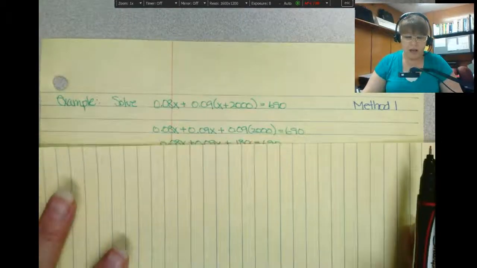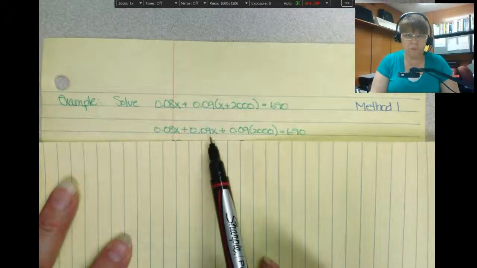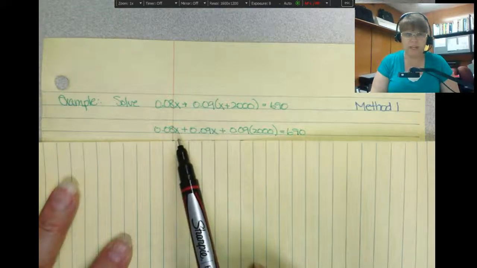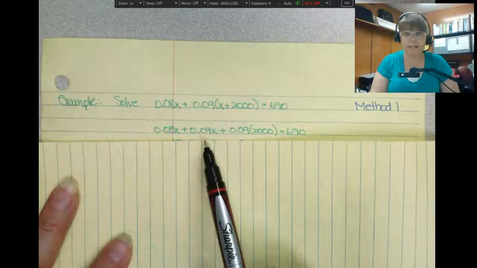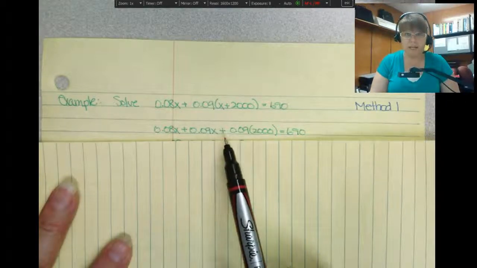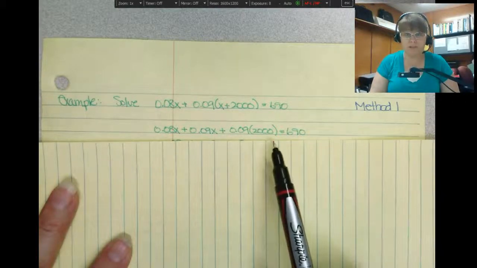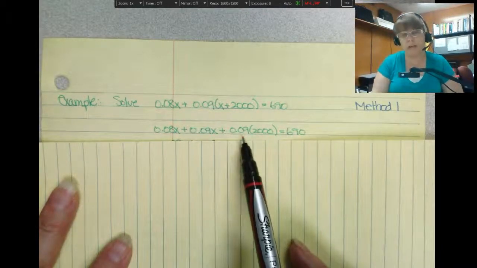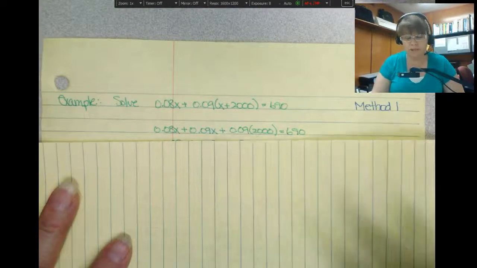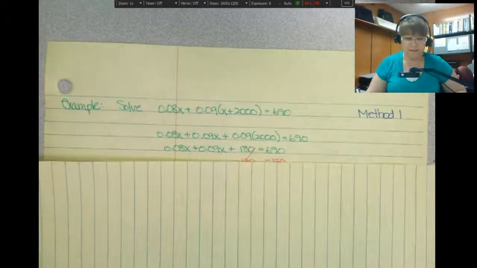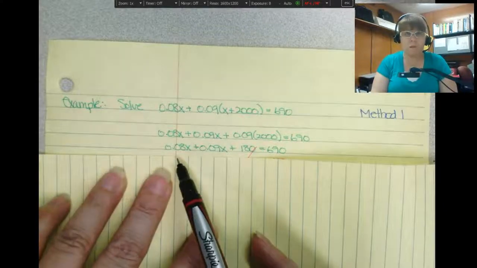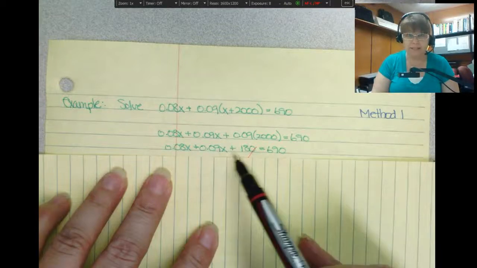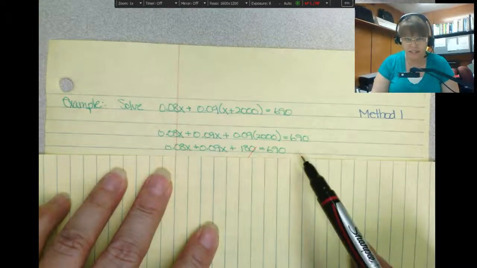Okay, I'm going to use my distributive rule to distribute the 0.09. So I have 0.08x plus 0.09x plus 0.09 times 2000 equals 690. The 0.09 times 2000 is 180. So now I have 0.08x plus 0.09x plus 180 equals 690.